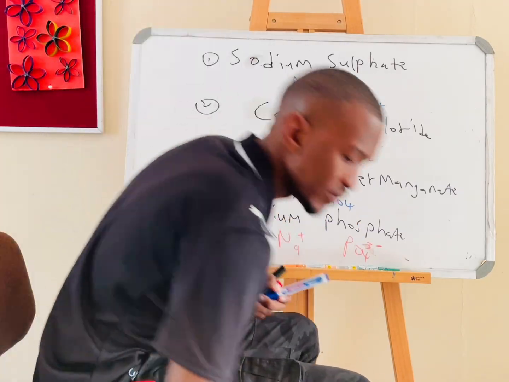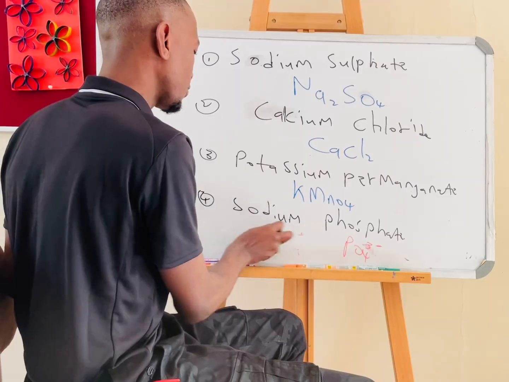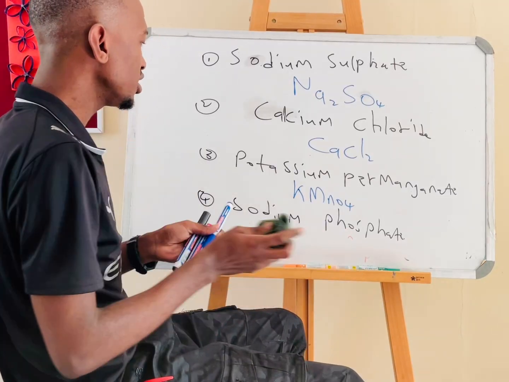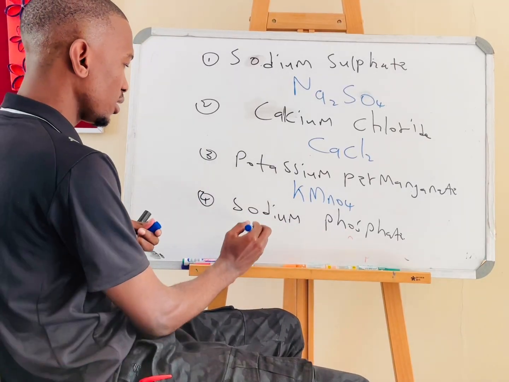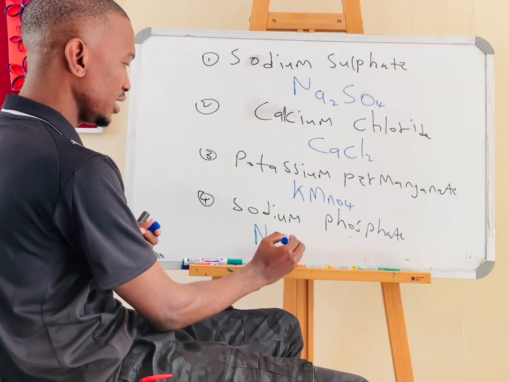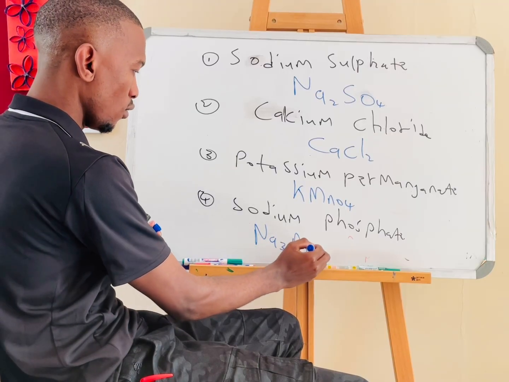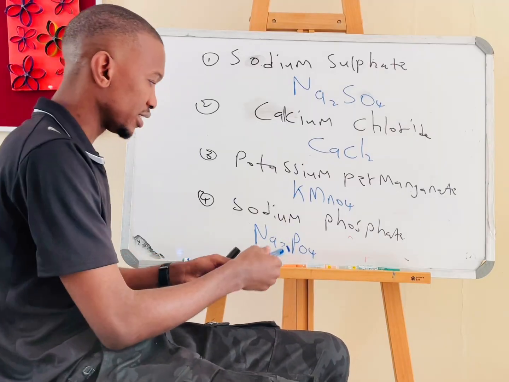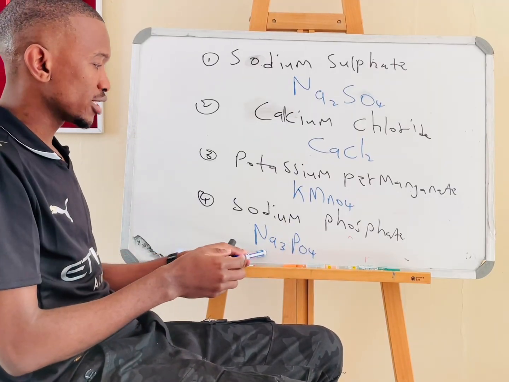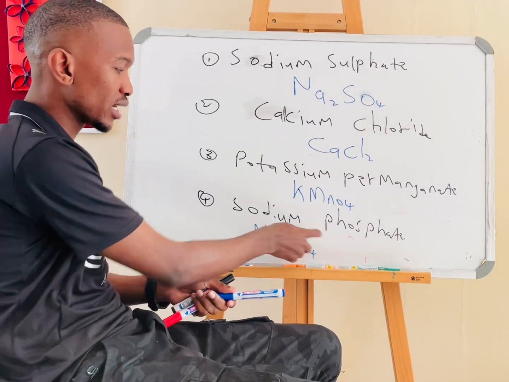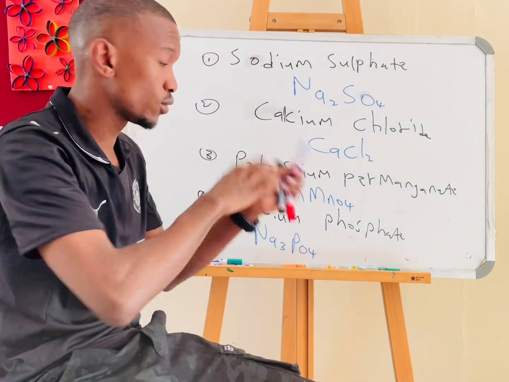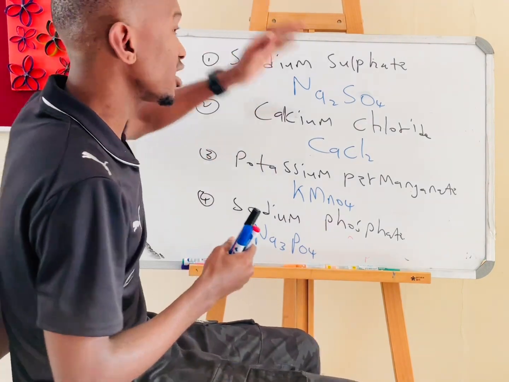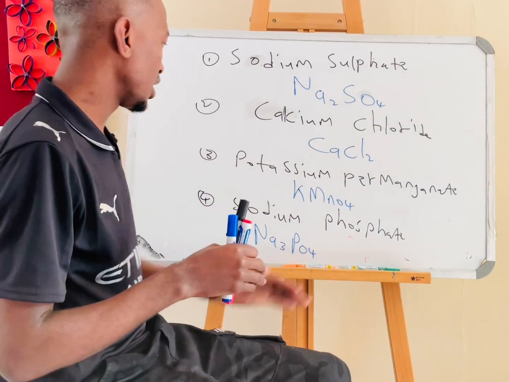So yeah. And then the last one, which is sodium phosphate, which I'm going to write it down for you, is going to be Na3PO4. So the 4 is on oxygen, it's on oxygen. So this is what you call sodium phosphate. The 3 comes from the phosphate, as I've shown you guys. So these are the chemical formulas. These are the chemical names.